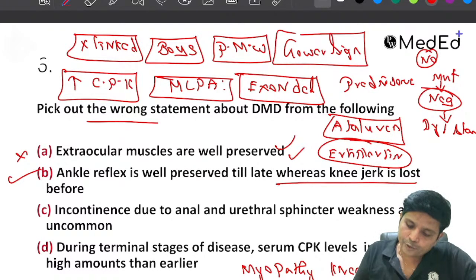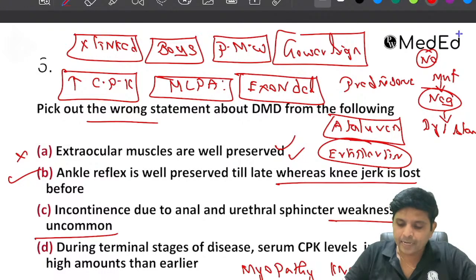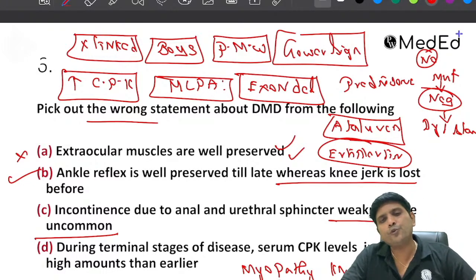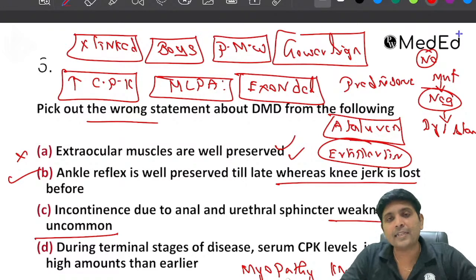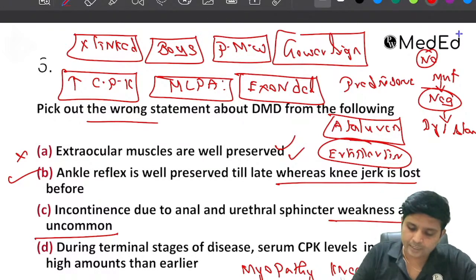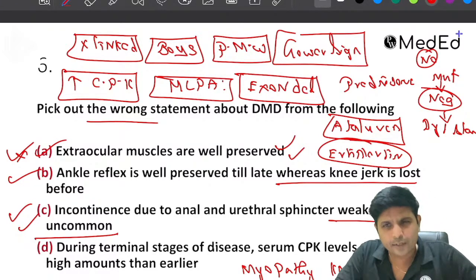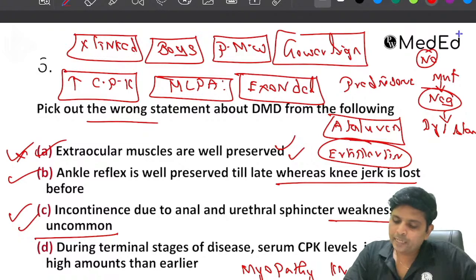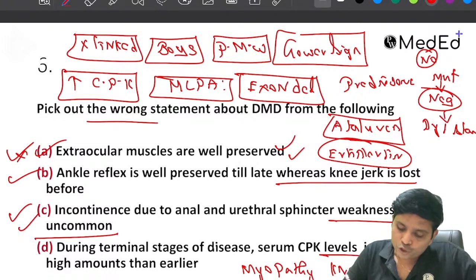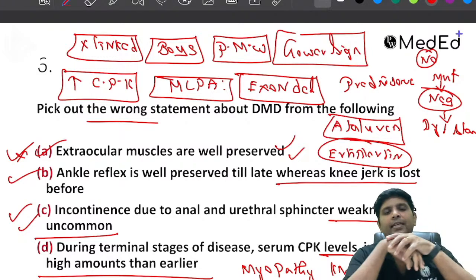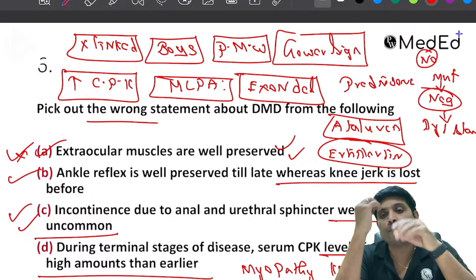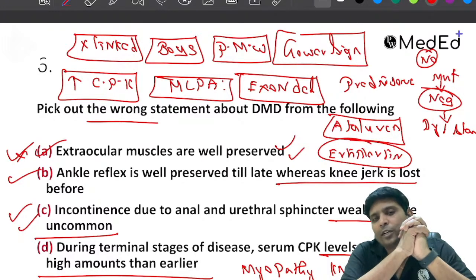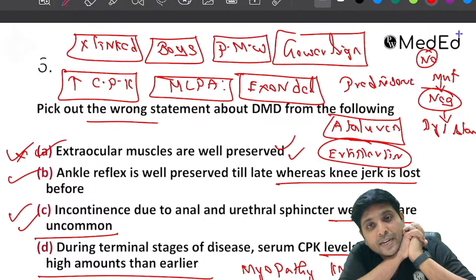Incontinence due to anal and urethral sphincter weakness is uncommon. Duchenne muscular dystrophy usually involves skeletal muscles and not these striated sphincter muscles. So, answer is correct. Yes, it is uncommon. So, three choices are correct, and we are left with one choice. During terminal stages of the disease, the CPK levels increase in huge amounts compared to earlier. Can anyone tell me, is it correct or wrong? Invariably, you might think that since the first three choices are ruled out, the fourth must be the answer. But my question is, explain how.